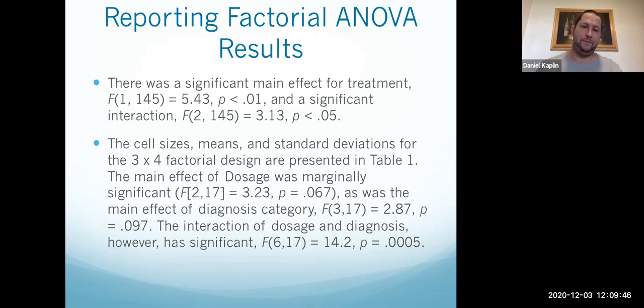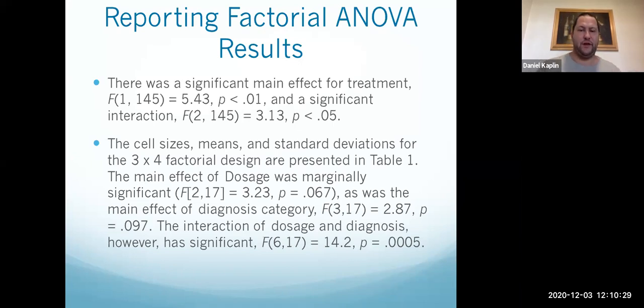So that would be the generic way to write that you had a main effect and you had a significant interaction. Now it's possible that you didn't have a significant main effect for one independent variable, but you had a significant main effect for another. It's also possible that you had no significant main effects, but just a significant interaction. Any number of these can occur. Now, the cell sizes, means, and standard deviations can be found in a table. You tell the reader, right? So you put a table showing all of this information. That's another way to do it, so you don't have to splatter a whole bunch of numbers on the page.